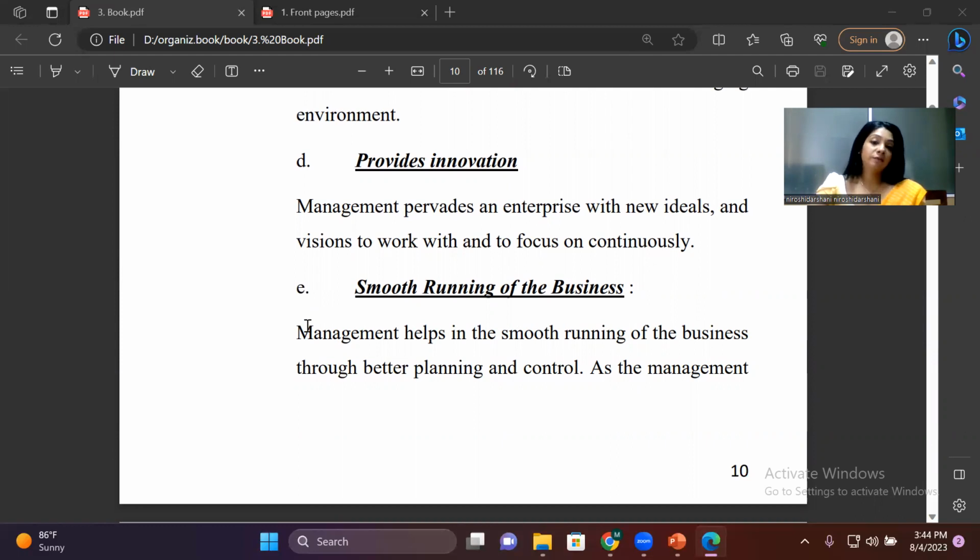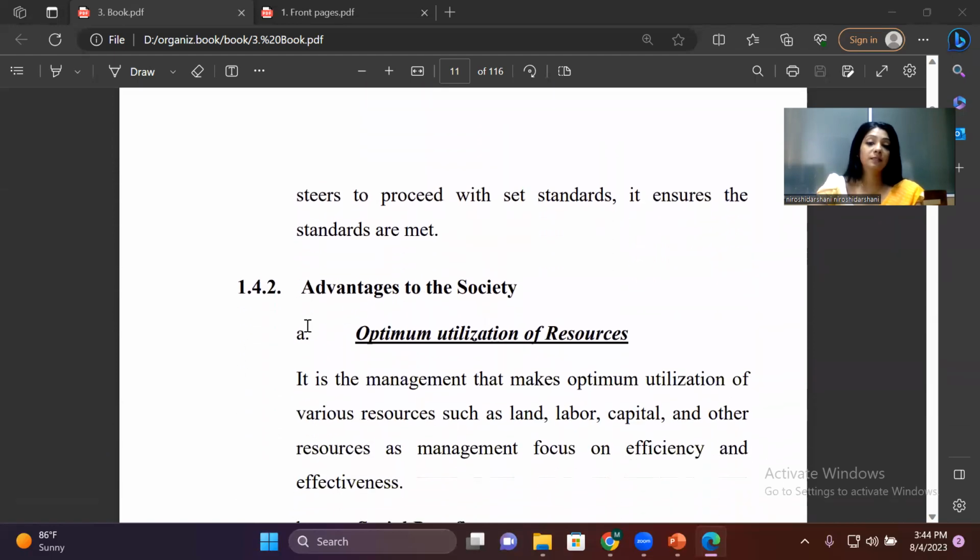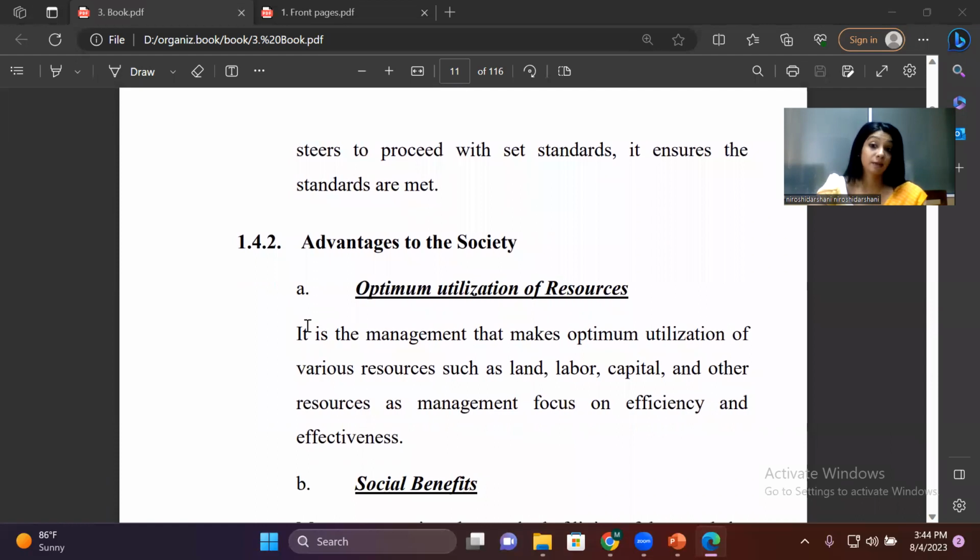And smooth running of the business. When it comes to smooth running of the business, management helps through better planning and control, as the management steers to proceed with set standards. It ensures the standards are met. As we discussed earlier, the organizations always focus on whether the standards are met. We set our standards basically through our organizational goals. Once we set standards, it ensures whether the standards are met.